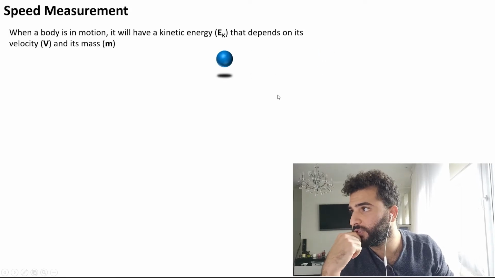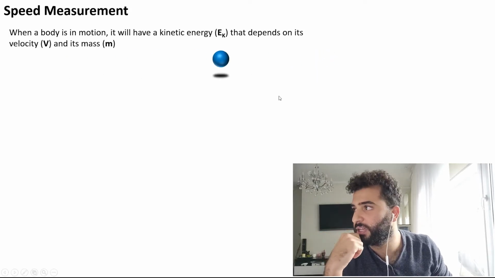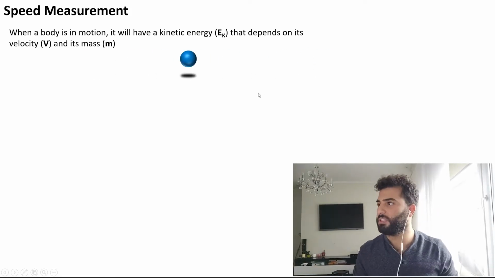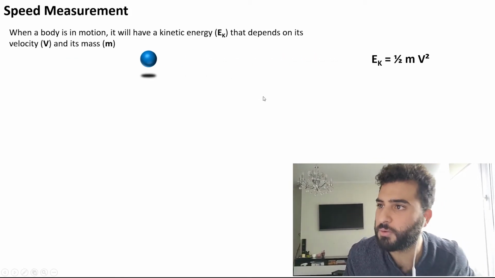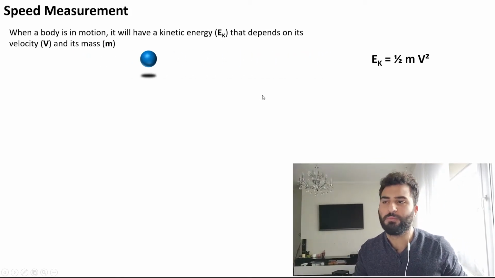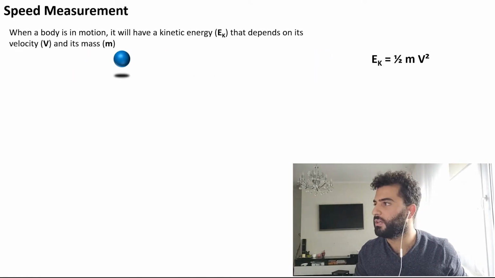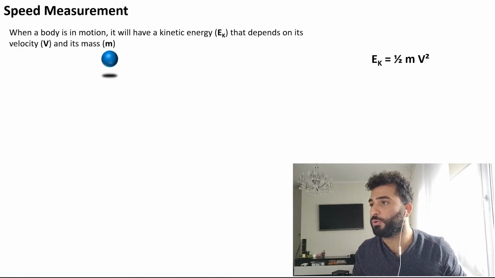So if you take an object in movement, that object will have a kinetic energy. That kinetic energy will depend on its velocity and on its mass. So the kinetic energy is equal to half multiplied by the mass multiplied by the speed squared. So far, I'm not saying anything magical, okay, those are things that most probably we know.